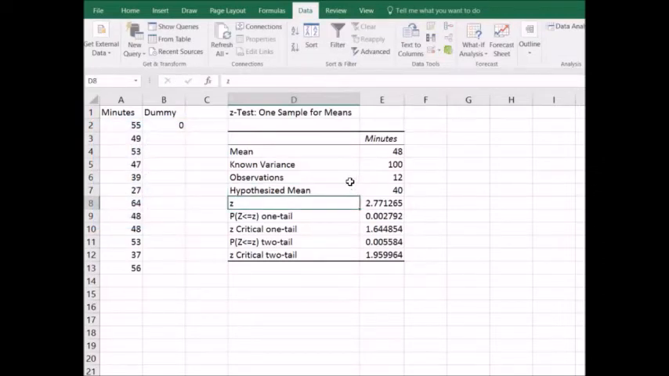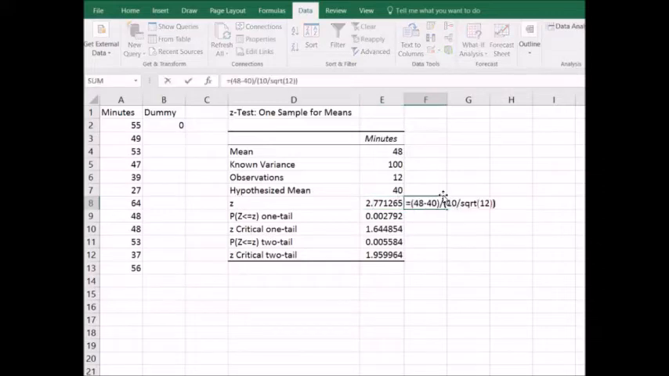The mean of our sample is 48 minutes. The known variance of 100, Excel has taken the square root of that and divided it by the square root of 12 in order to determine standard error, which was then used to calculate the z. If we take 48 minus 40 divided by 10 over the square root of 12, we get the 2.77. This is how Excel has calculated the test statistic.